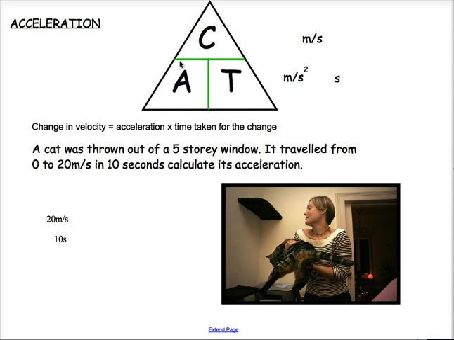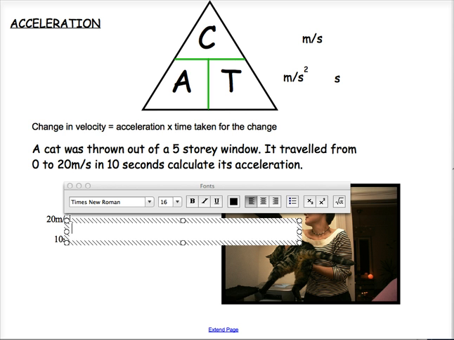So if we look at the equation, we know that the change in velocity goes at the top and the 10 seconds goes at the bottom. That means the 20 is divided by 10.